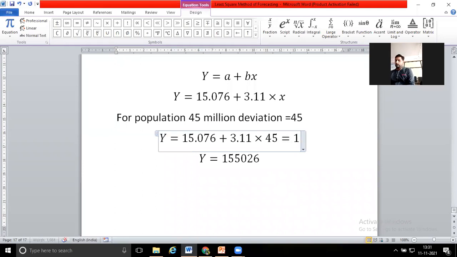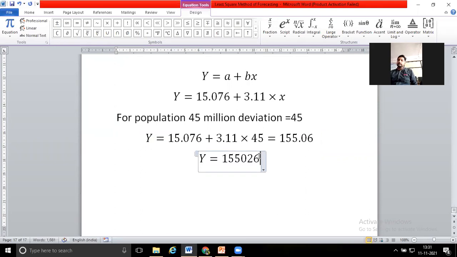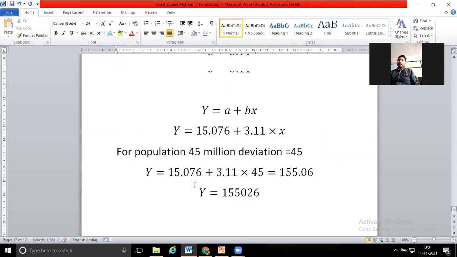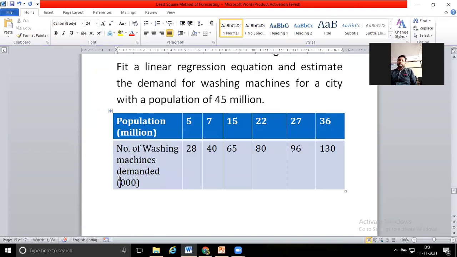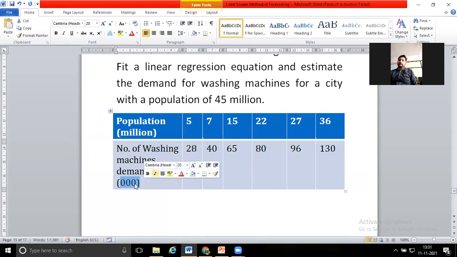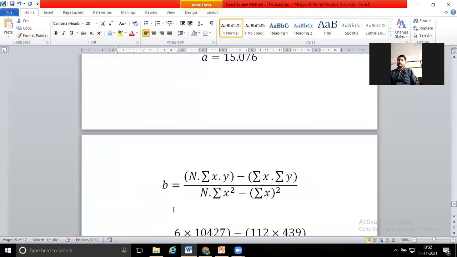Okay, equal to 155,026. But the demand is in 1000. As in the problem statement only, they have given the 3 zeros over here, in bracket 000. That is nothing but 28 multiplied by 1000. So that is 28,000, 40,000, 65,000. So our answer should be in 1000 only.